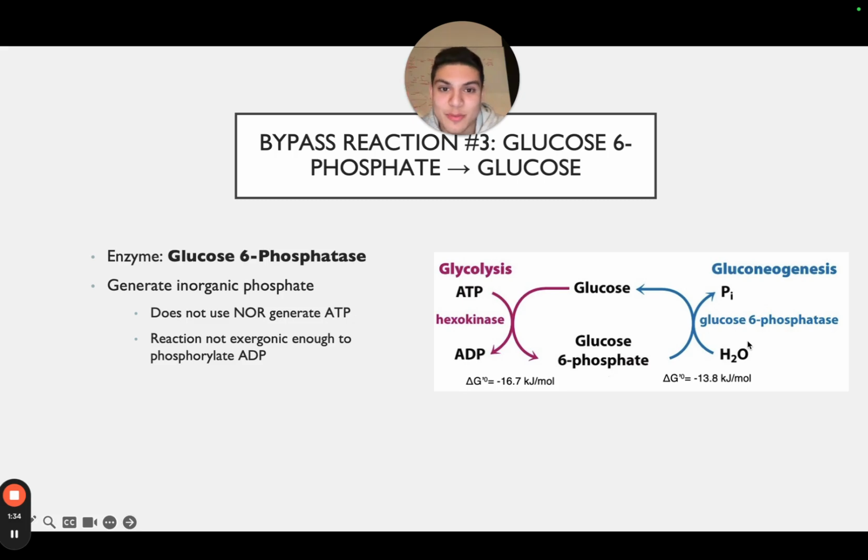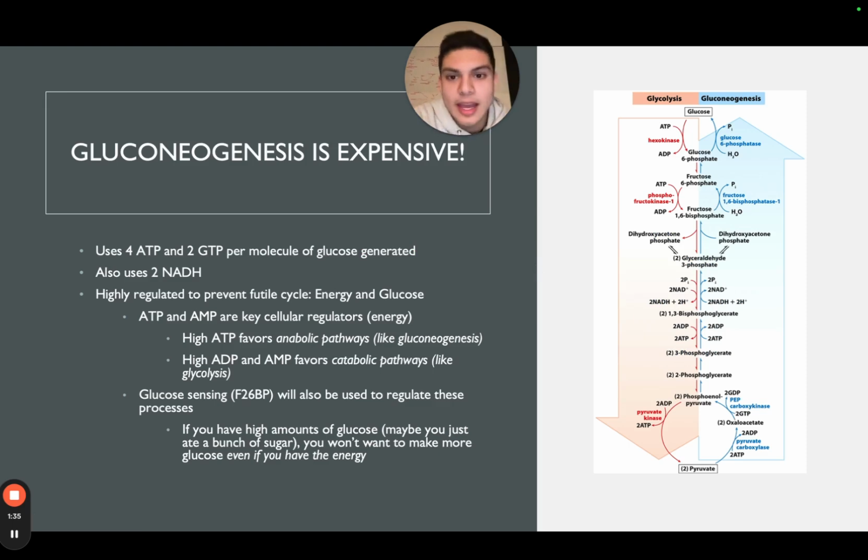And then moving on to this one as well, we see that in bypass reaction 3, the standard values are more positive than in the glycolysis direction. So it's not powerful enough to go and add the inorganic phosphate to the ADP to form ATP. So something to keep in mind. And gluconeogenesis overall is very, very expensive.